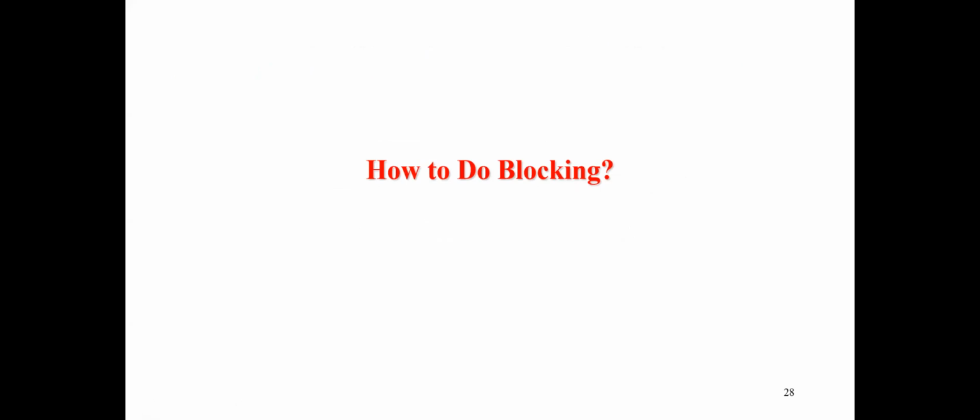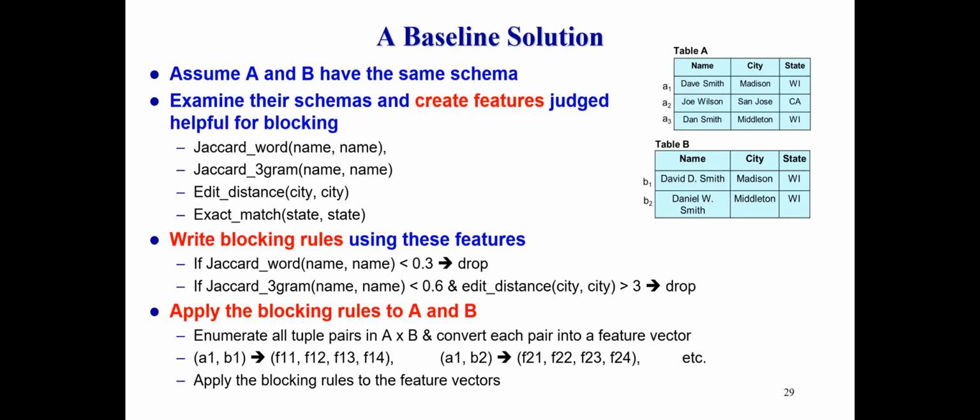So now let's talk about how we're gonna do blocking, or rather how we're gonna learn it, okay? Here's a very simple baseline solution. We're gonna assume the 2 tables A and B have the same schema. We're gonna examine the schema and create features that seem useful, like Jaccard, edit distance, exact match. We're gonna write a blocking rule using these features, like this rule down here, okay?